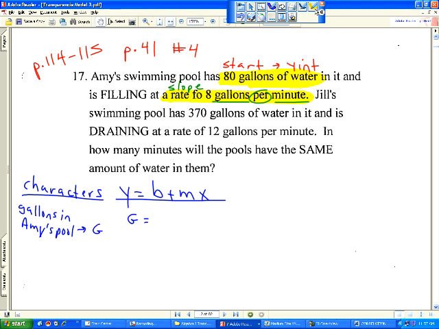Remember, I get my characters from my word sentences. Equal. What she started with, 80. Is she gaining or losing? It's filling. She's gaining at a rate of 8 gallons per minute. There's another character: minutes of filling time.